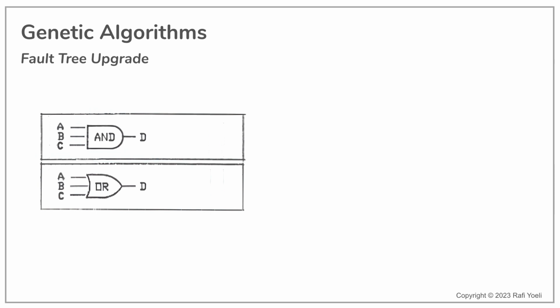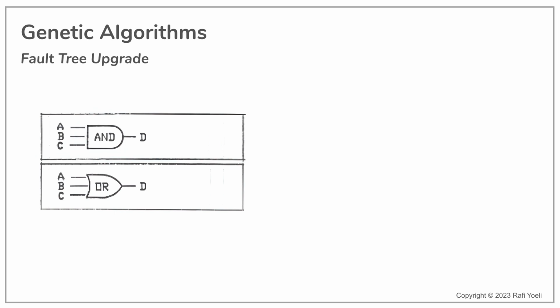Let's start with the top gate. Assume there are 3 inputs, A, B, and C, and an output D. The way this logic gate operates is as follows: if A is true, and B is true, and C is true, then D is true. Translated into the language of safety, for D to fail, it is enough that one of the 3, A, B, or C, will fail. But if all 3 are still going, D keeps on going.